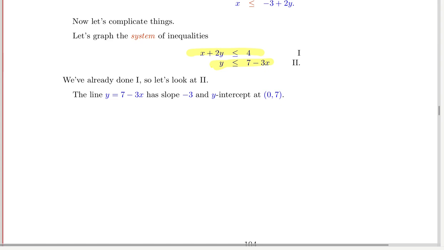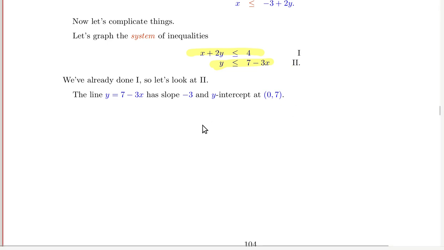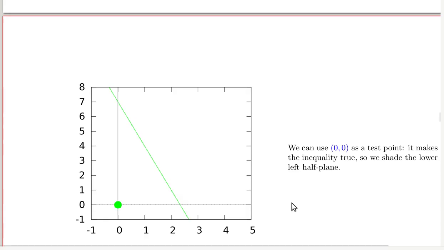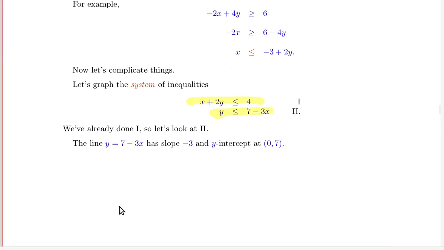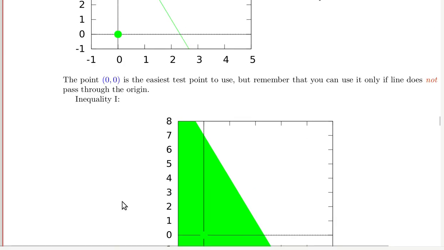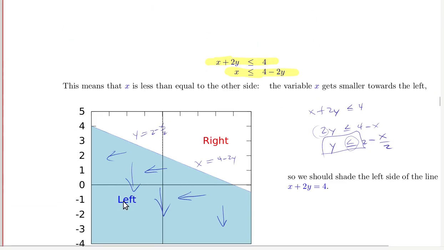So quickly we could graph the second one, since we already did the first one. The second one, let's see, y equals 7 minus 3x. That's actually in slope-intercept form, so we can tell the slope is negative 3 and the y-intercept is 7. So that is what the second inequality looks like. And again, we can use 0, 0 as our test point, and that's nice and simple.